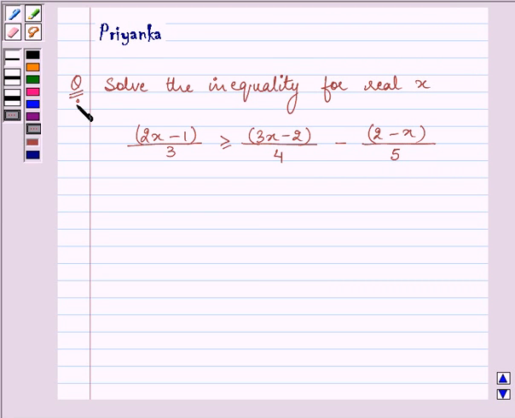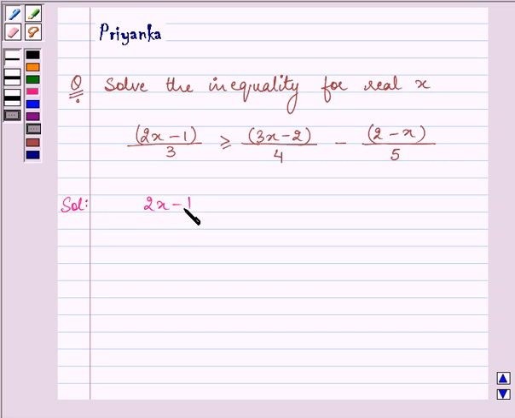I am Priyanka and let us discuss the following question. It says, solve the inequalities for real x. Now, the expression which is given to us is (2x minus 1) divided by 3 is greater than or equal to (3x minus 2) divided by 4 minus (2 minus x) divided by 5. Now, let us start with our solution.